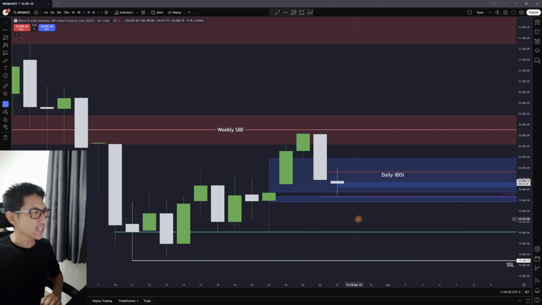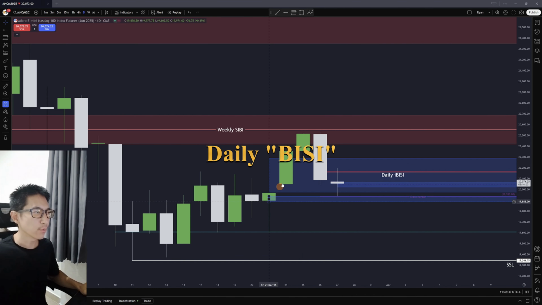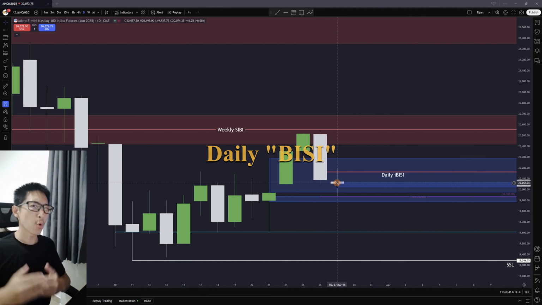So I have the daily chart pulled up right now. As you can see, we did go up into the weekly SIBI. Now that was from my market outlook. So we hit the buy side target. And then on Wednesday, we dropped down into this daily SIBI that was created with this rally. So opening up today, we're still in that daily SIBI. So I went in today with a neutral bias.